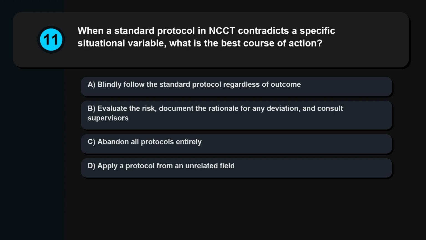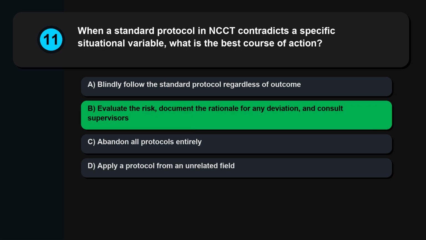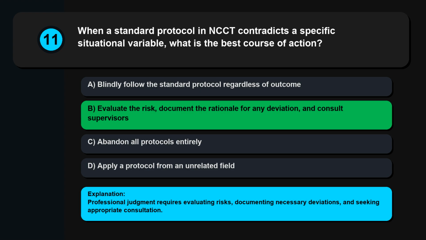Question 11. When a standard protocol in NCCT contradicts a specific situational variable, what is the best course of action? Blindly follow the standard protocol regardless of outcome. Evaluate the risk, document the rationale for any deviation, and consult supervisors. Abandon all protocols entirely. Apply a protocol from an unrelated field. Professional judgment requires evaluating risks, documenting necessary deviations, and seeking appropriate consultation.